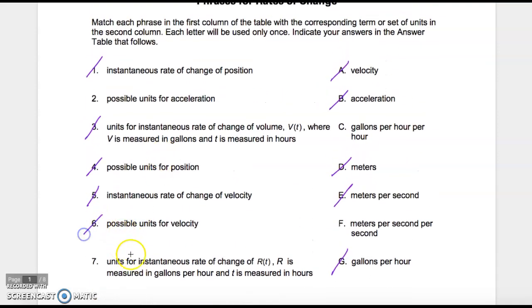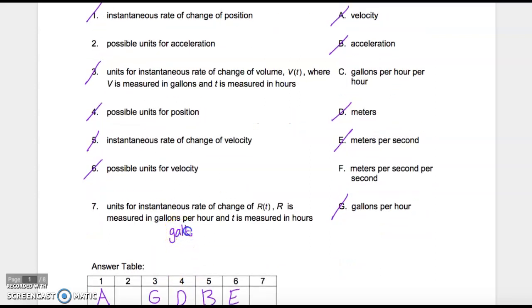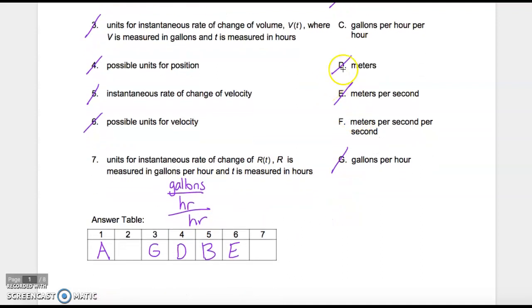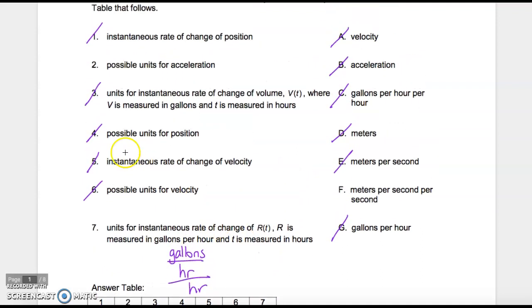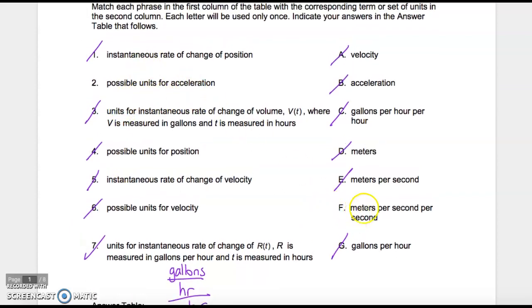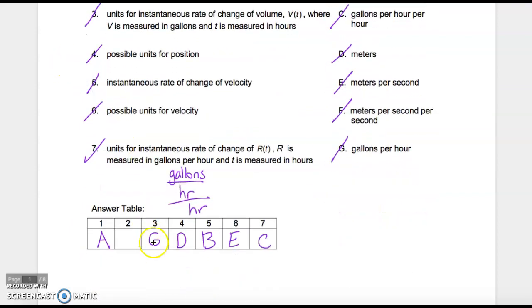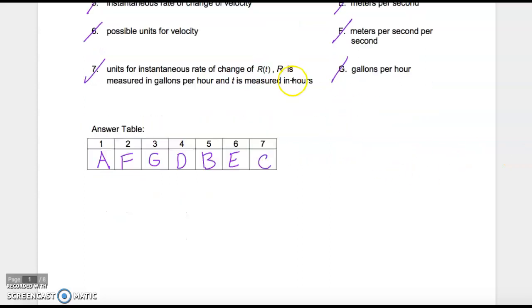And then last but not least, units for the instantaneous rate of change of R of T. R is measured in gallons per hour, so this is already in gallons per hour, and I'm finding the rate of change of that over time. So it would be per another hour. That would be C, which by process of elimination leaves me with meters per second squared for number 2, which makes sense for acceleration. So that's a brief introduction into units and how they play out as far as rates of change go. Now we're going to get into a little more detail.